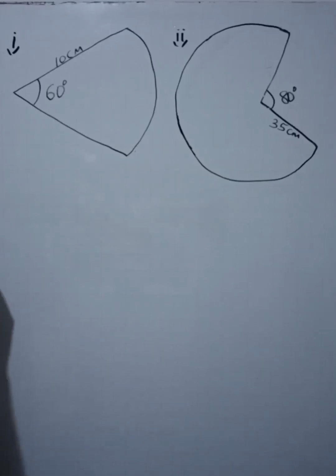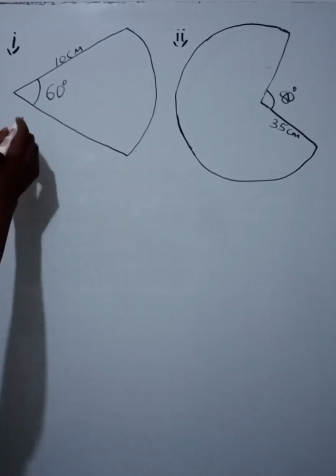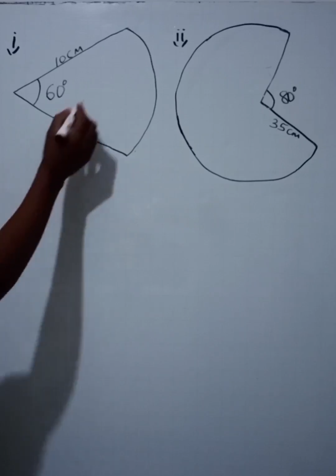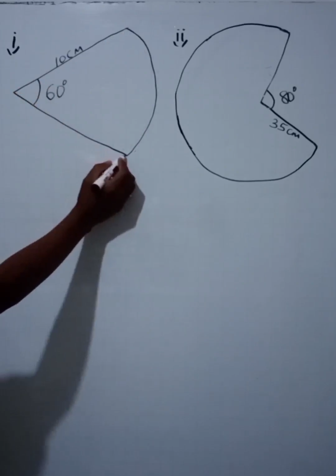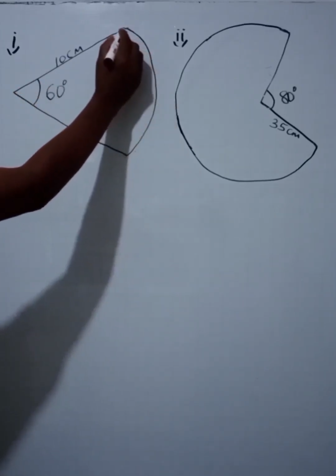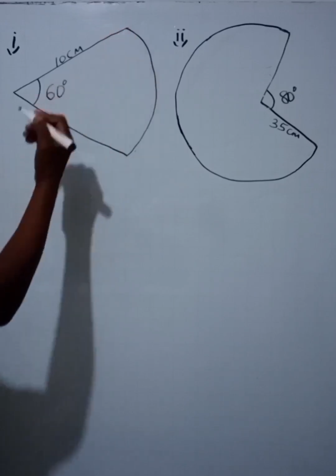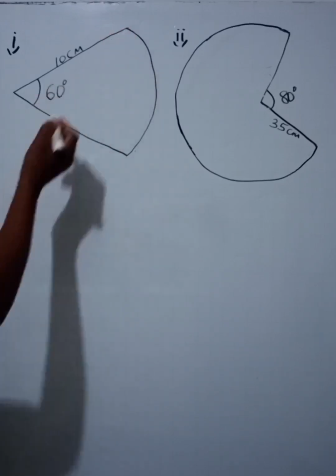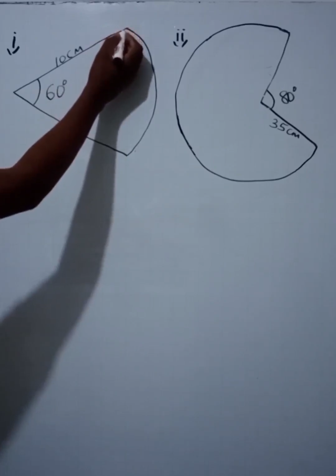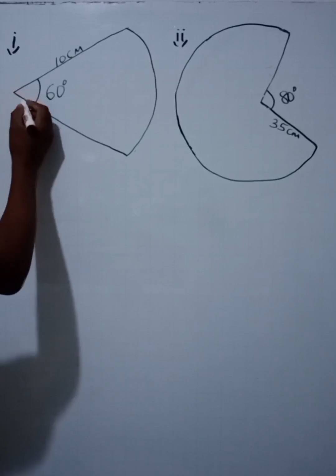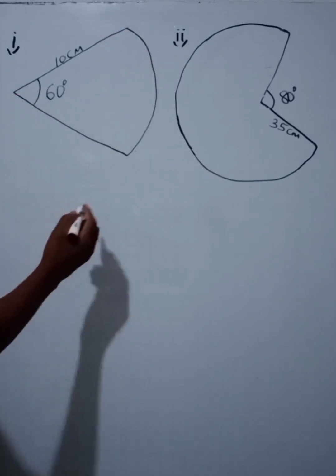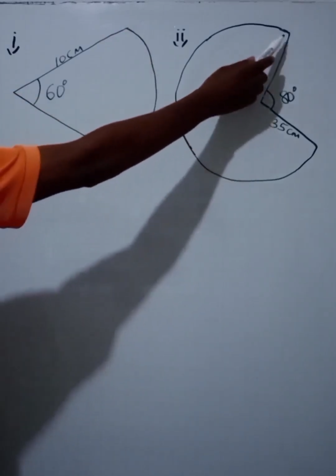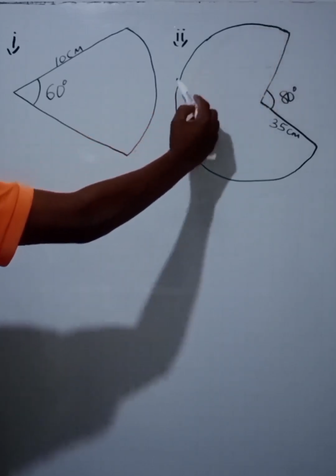We are supposed to calculate the perimeters of these sectors. Starting with the first one, you realize that this is a radius, this is another radius, and this is the arc. So for us to calculate the perimeter of that sector, it means we calculate the total distance from here all the way up to here plus this one here.